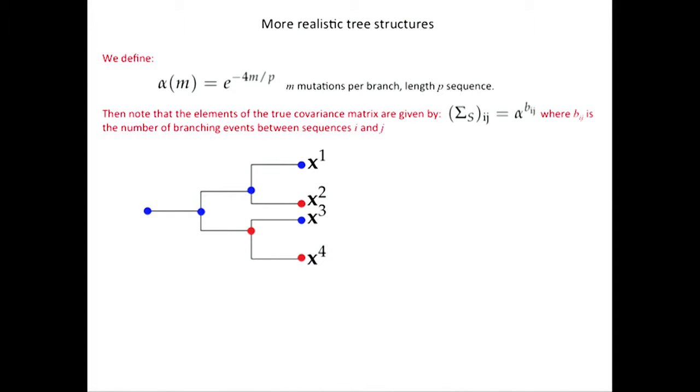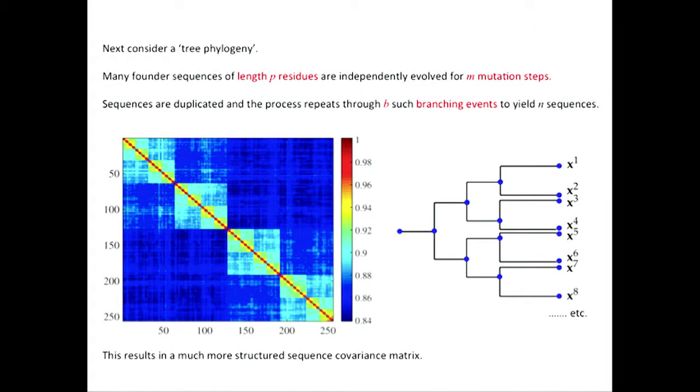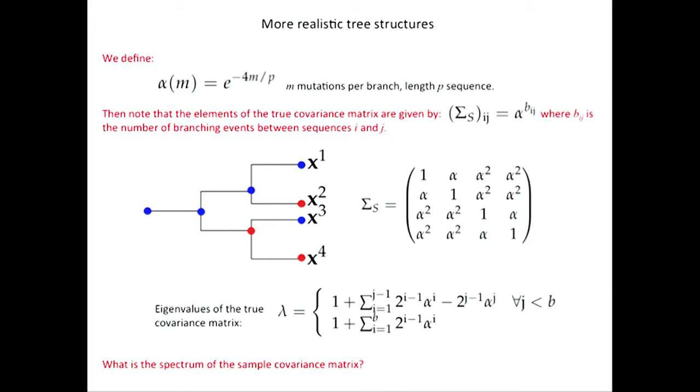Of course, this is a very simple Markov chain, so we can actually compute the eigenvalues of the true covariance matrix. If we define this parameter alpha, which depends on the number of mutations per branch and the number of variables, then the elements of the true covariance matrix are given by this straightforward function of alpha, and the true covariance matrix looks like this. If you look at the sample covariance matrix from the slide before, it has roughly that structure. There are these blocks which are basically different powers of alpha in this very regular case.